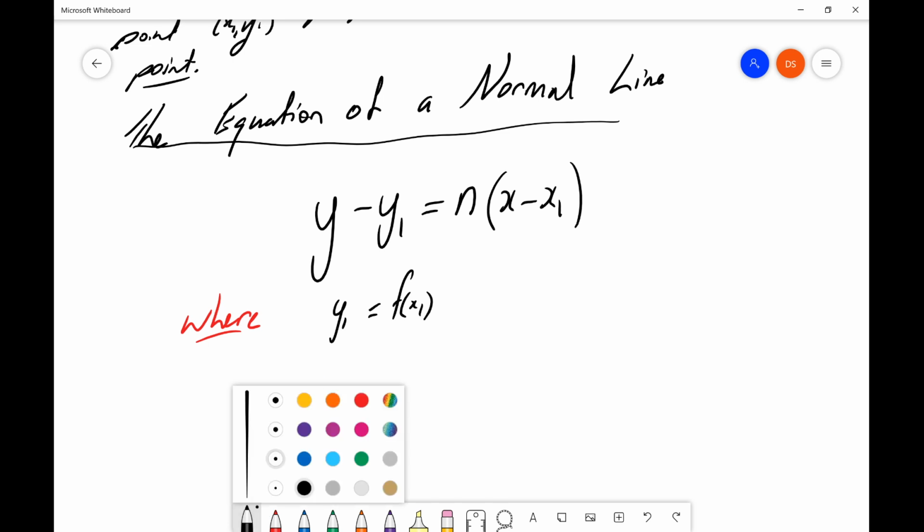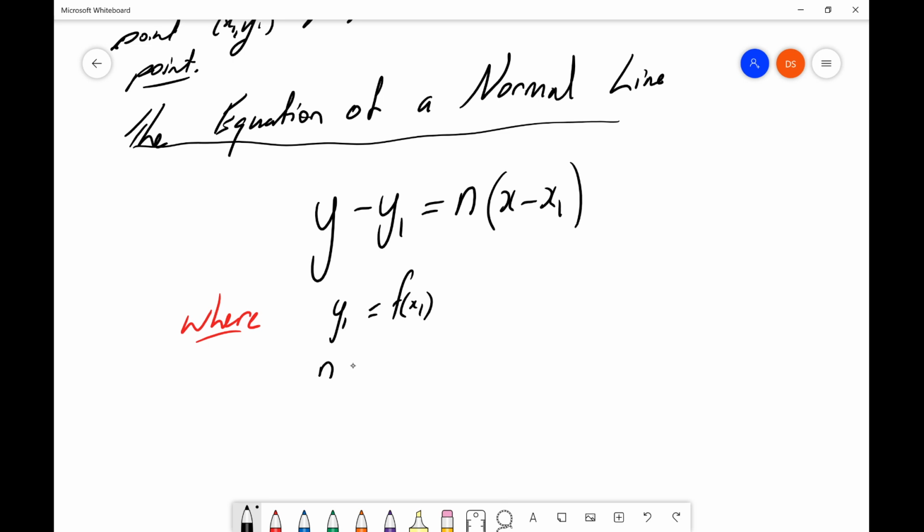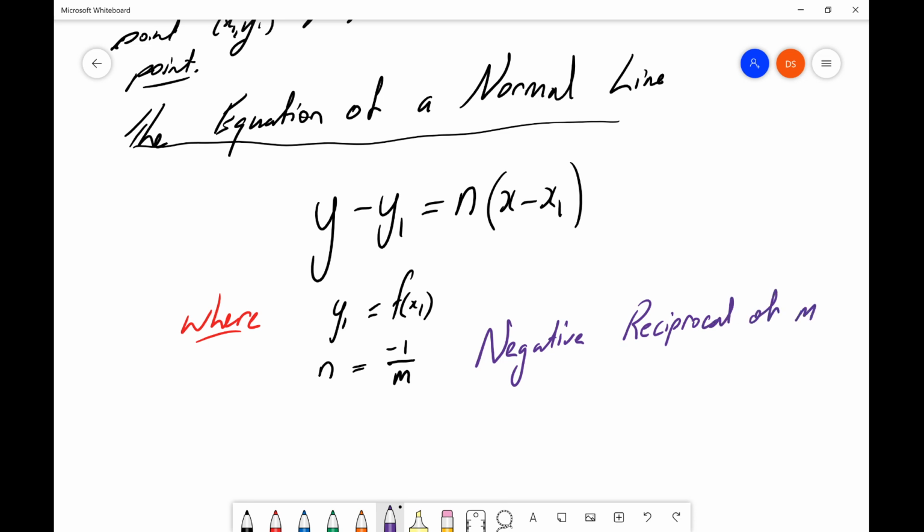But n is equal to negative 1 over m, or the negative reciprocal. So negative reciprocal: if this was a fraction, you'd flip the fraction upside down and change the sign. But that's what that is.